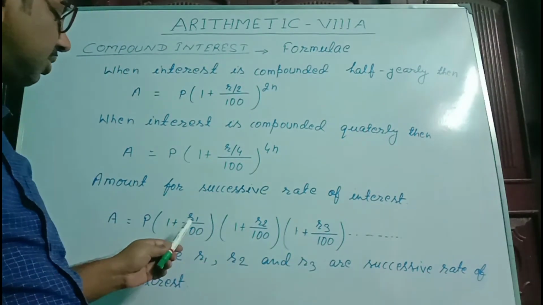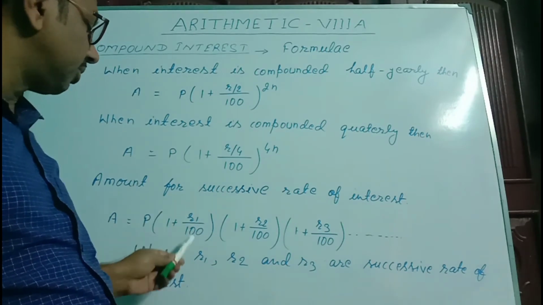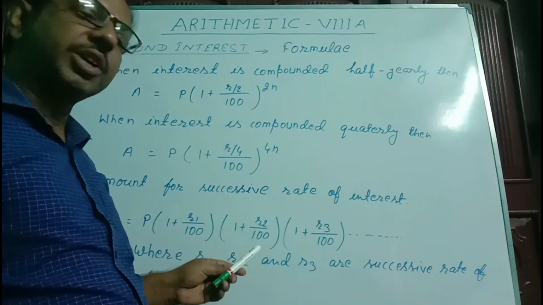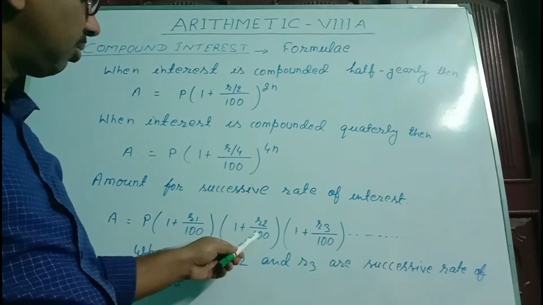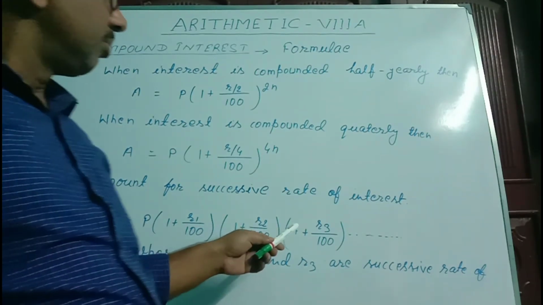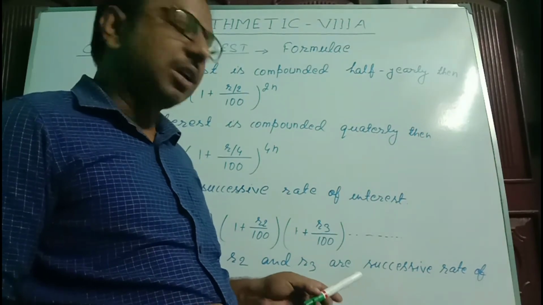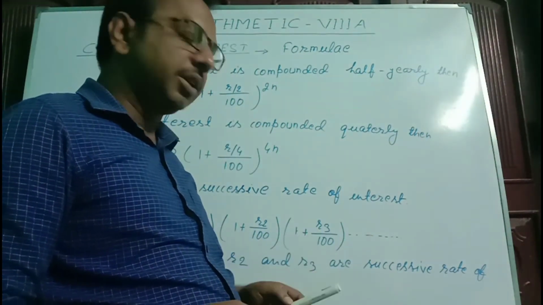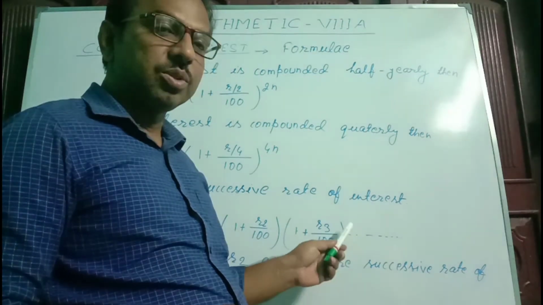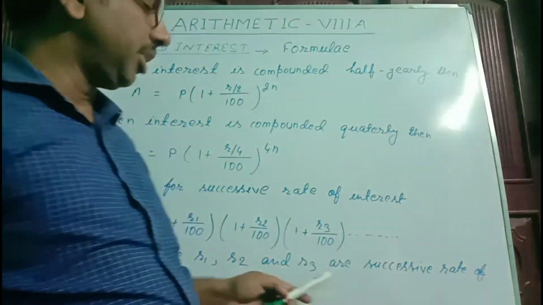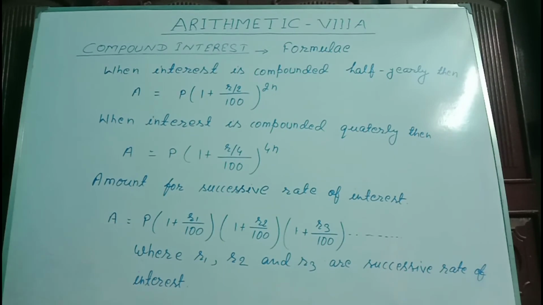Suppose this is 3%. So P into 1 plus 3 by 100. For the second year, the rate of interest is 4%. So this became 1 plus R2 by 100, here 4 by 100. For the third year, the rate of interest is 5%. So 1 plus 5 by 100. In this way, the rate of interest for the fourth year is 6%, so 1 plus 6 by 100. In this way, we keep the values to calculate amount.